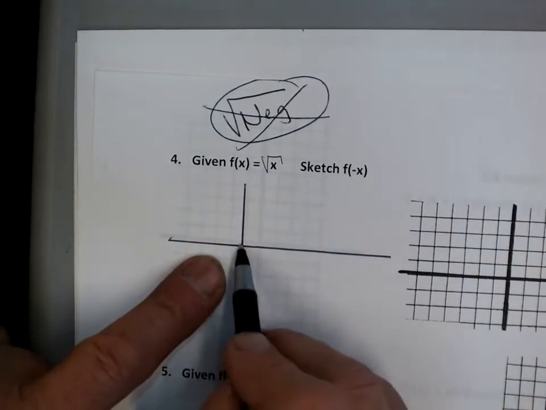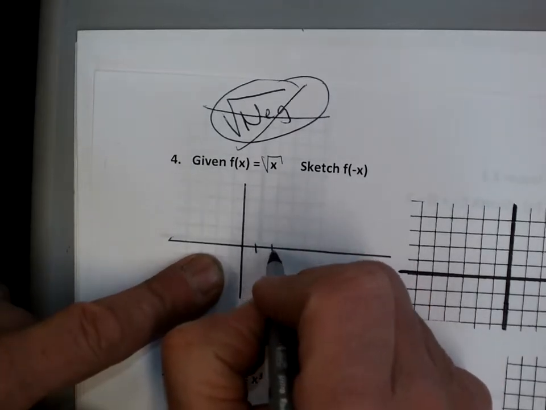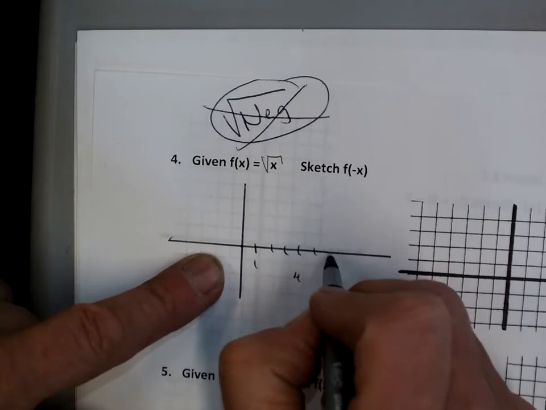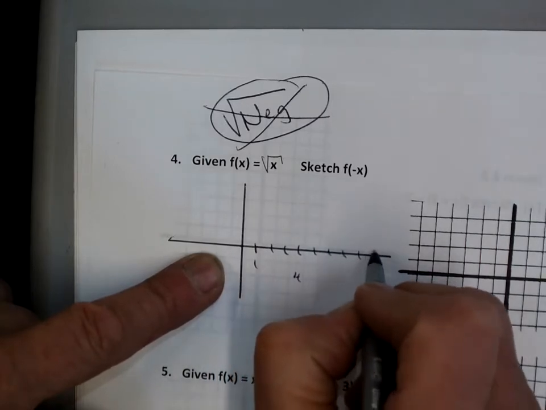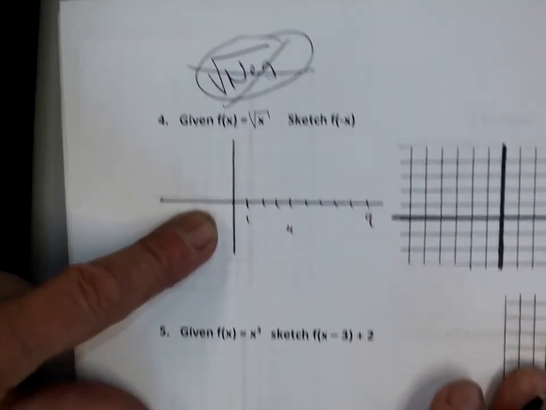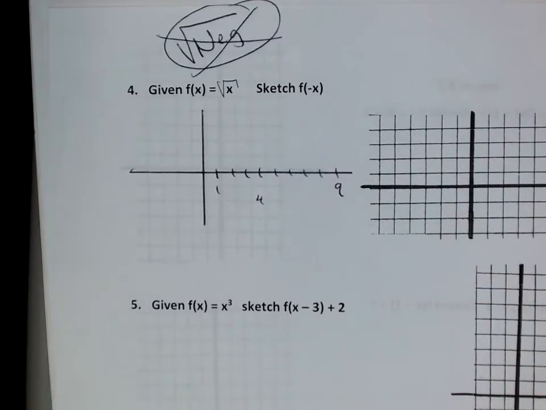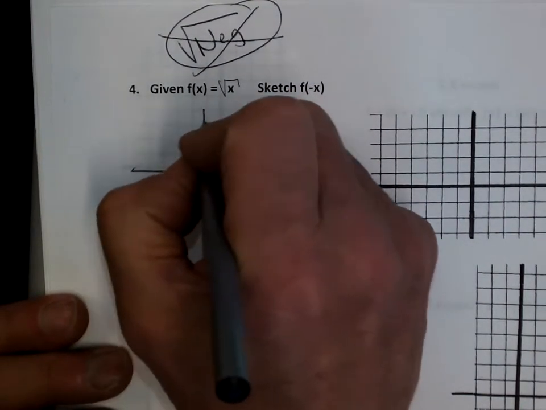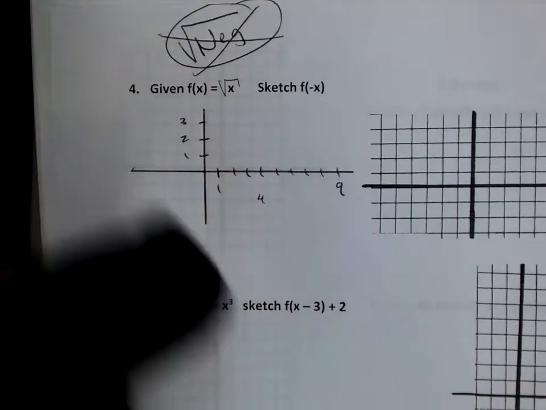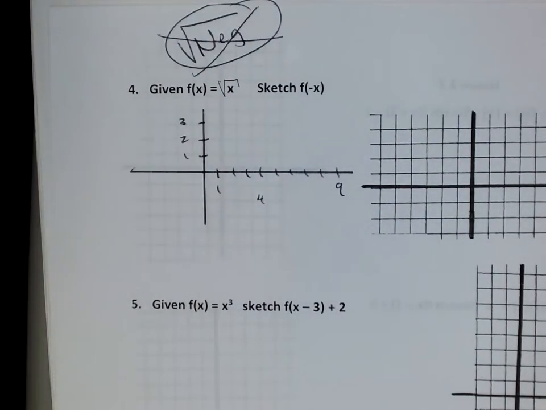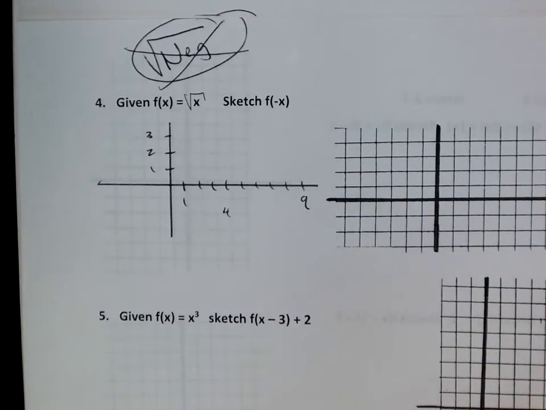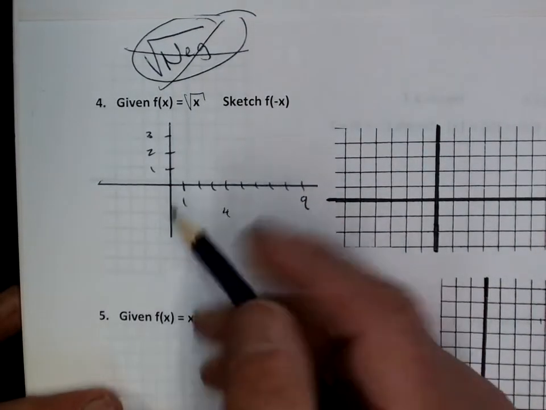So 1, 2, 3, 4, 5, 6, 7, 8, 9. Please write that down, okay? Please write that down. 1, 2, 3. Okay, so the parent function, the standard square root graph, looks like this.